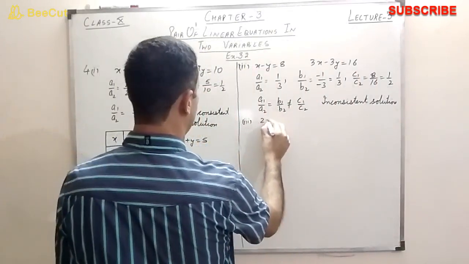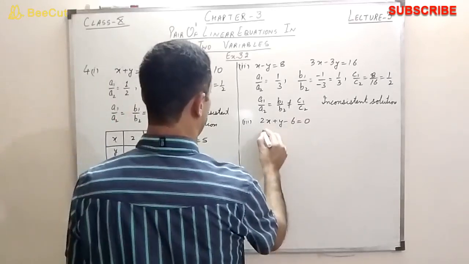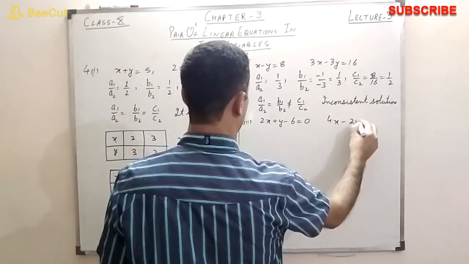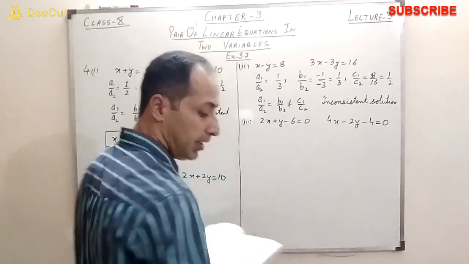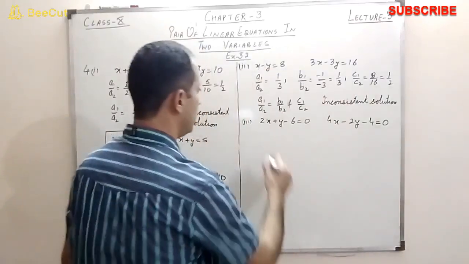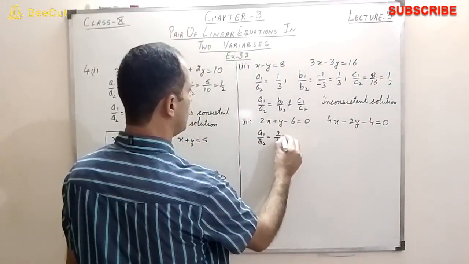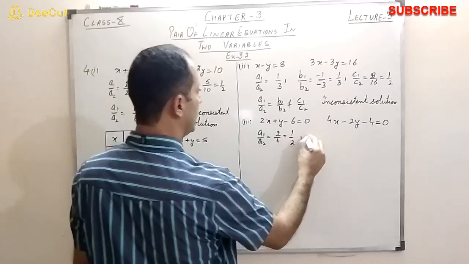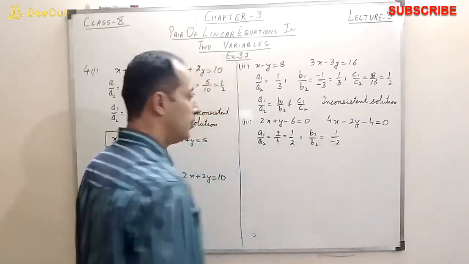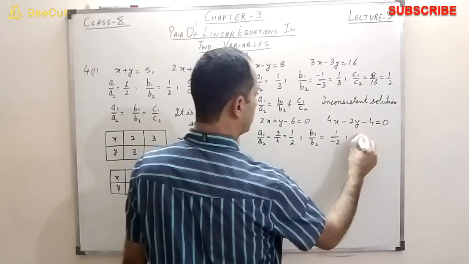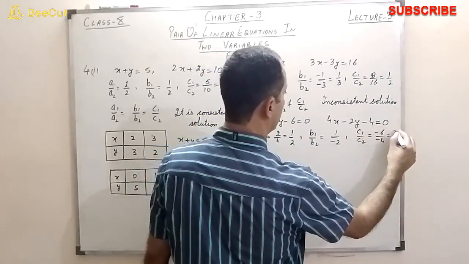So we have the equations 2x plus y minus 6 equals 0, and 4x minus 2y minus 4 equals 0. So now a1 by a2 will be equal to 2 by 4. Taking it to the lowest terms, it becomes 1 by 2. Then b1 by b2 is 1 upon minus 2, and c1 by c2 is minus 6 by minus 4, that becomes 3 by 2.